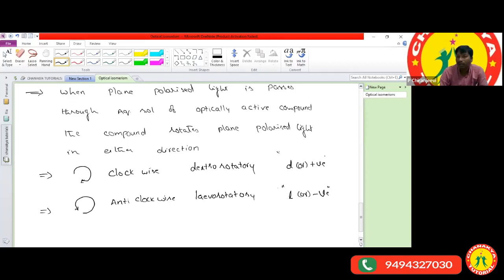Optical isomerism is experimental, not theoretical. By seeing the structure, it is not possible to find out whether the given isomer is the dextro isomer or the levo isomer. Based on experiment only can we find out the D and L isomers.